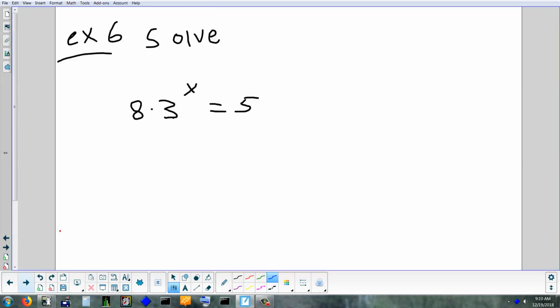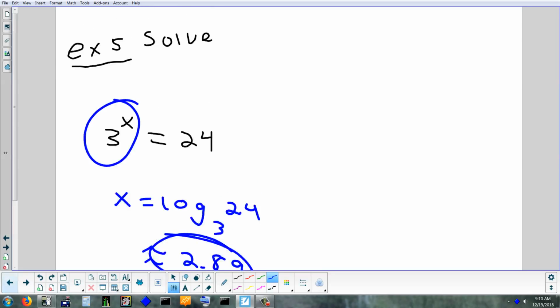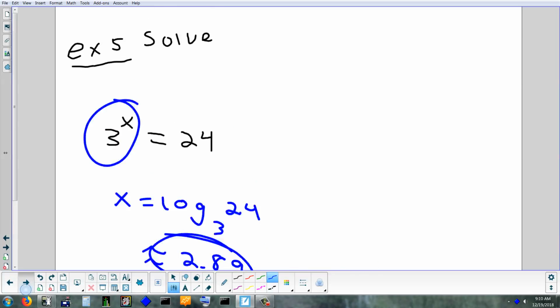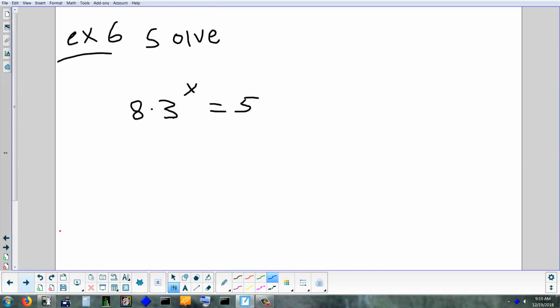So this is very similar to the last one. The only thing is the exponential expression is not by itself. You always want to get this by itself first. It already was here, and it already was here. So I just got to get rid of that 8. How can I get rid of that 8 and put it somewhere else?